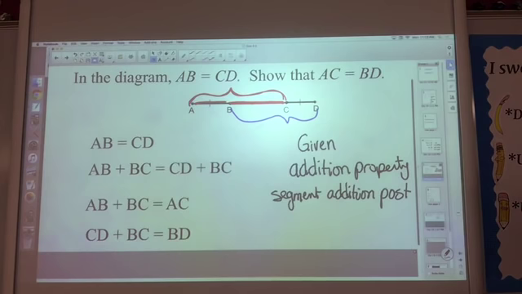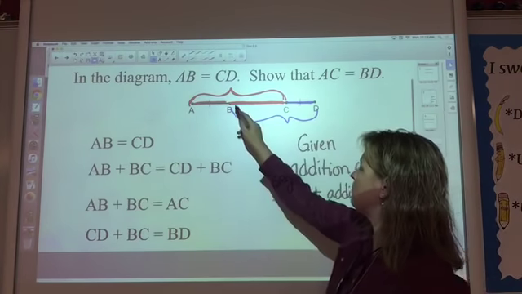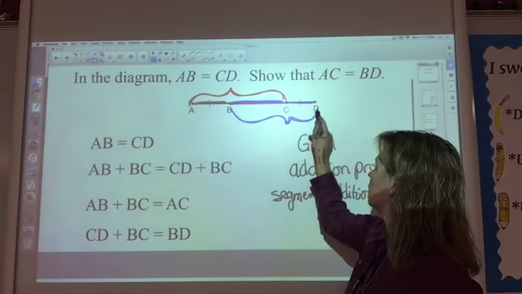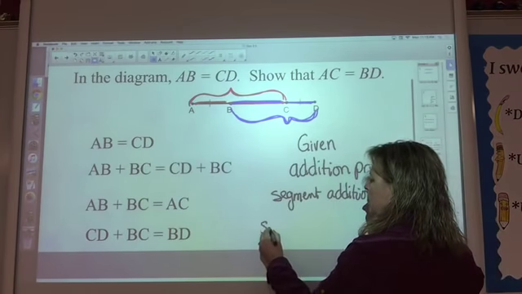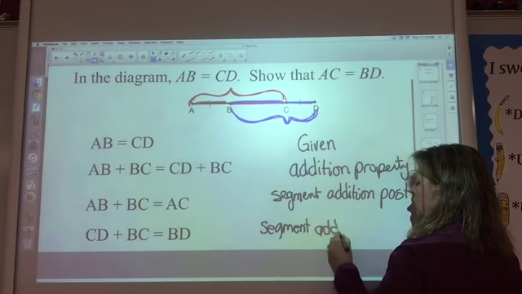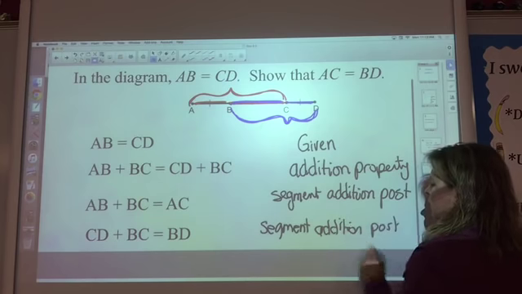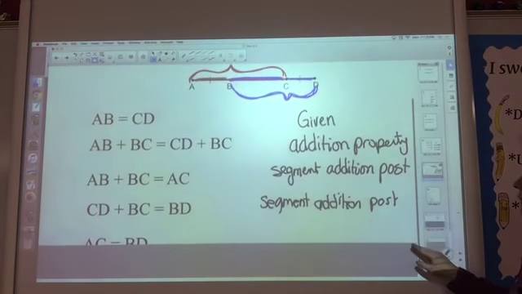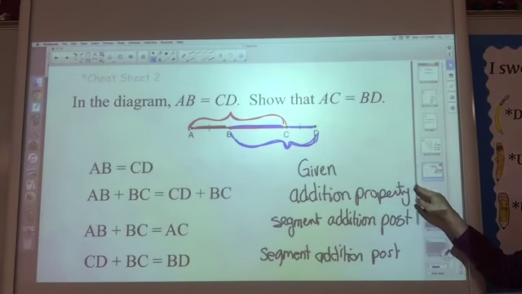Well, then they're working with the other side of the segment, and they said that if I took CD, which is right here, and I added it to BC, altogether when I put them together, I'm going to get BD. Well, that again, 2 little sticks makes a big stick. Why is that true? The segment addition postulate. And finally, we can now say that AC equals BD, which is what we're looking for.